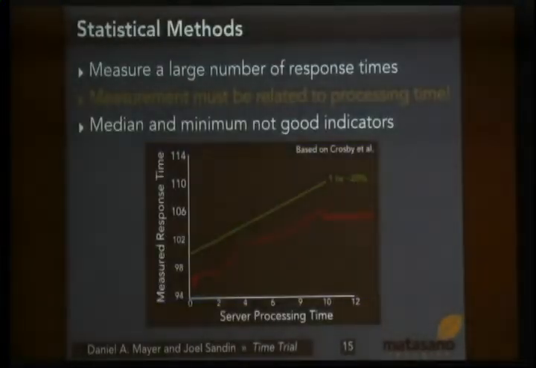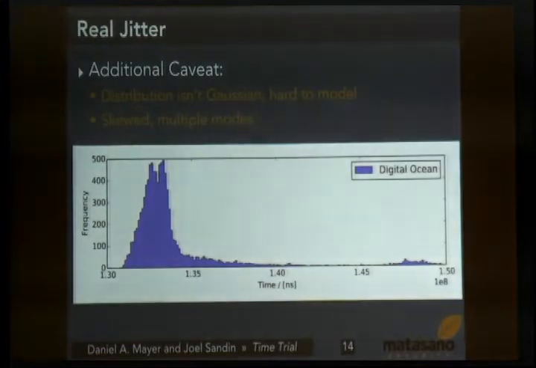If we look all the way on the left side here, we have the minimum response time. That seems like a good candidate. It seems like it would correlate well with execution time because that's the execution time plus the minimum added propagation time on the network. And with enough samples, you'd think that that's a well-behaved quantity.